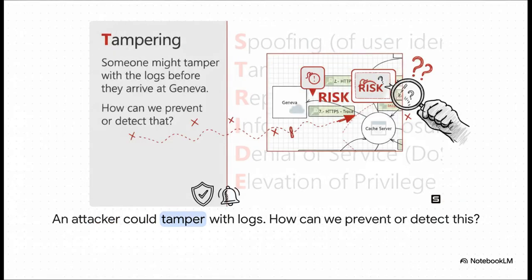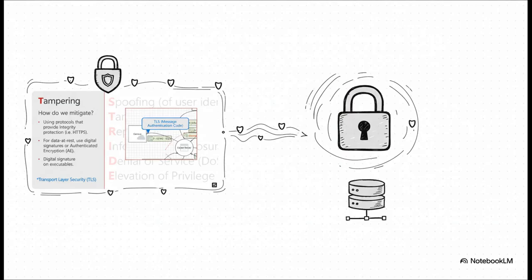Looking at our diagram again, we see the cache server sends logs to Geneva. That data flow right there is a potential point of vulnerability. An attacker could intercept those logs in transit and change them, maybe to hide the evidence of their own attack. So the question becomes, how do we make sure the logs that arrive at Geneva are the exact same logs that were sent? To protect data that's on the move, data in transit, we use protocols that guarantee integrity.